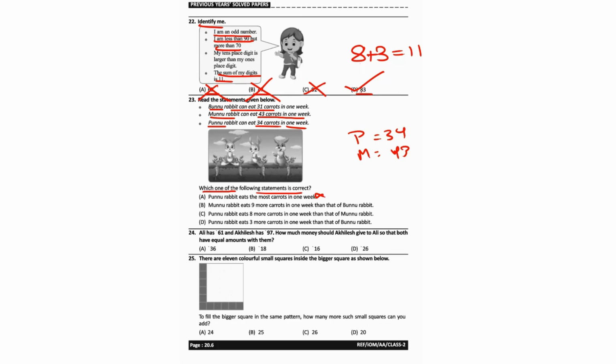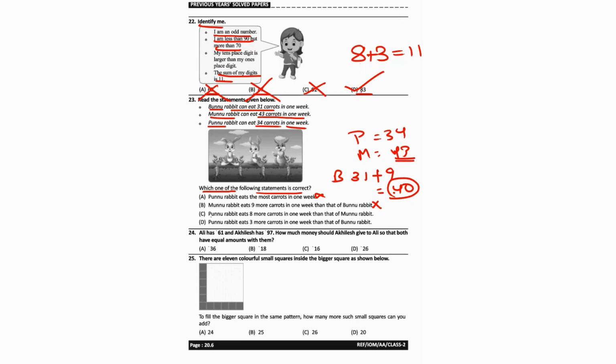Next, Munu eats 9 more than Bunu. Bunu is eating 31. 9 more than that should be 40. So according to the statement, Munu should eat 40. But is Munu eating 40? No. Munu is eating 43. This is also not correct.